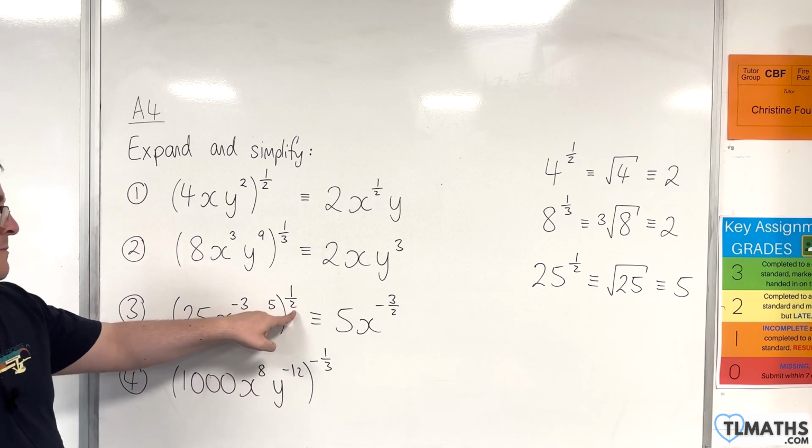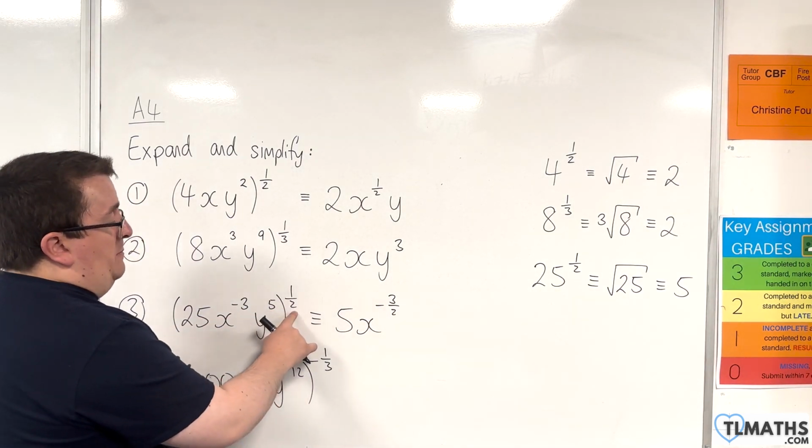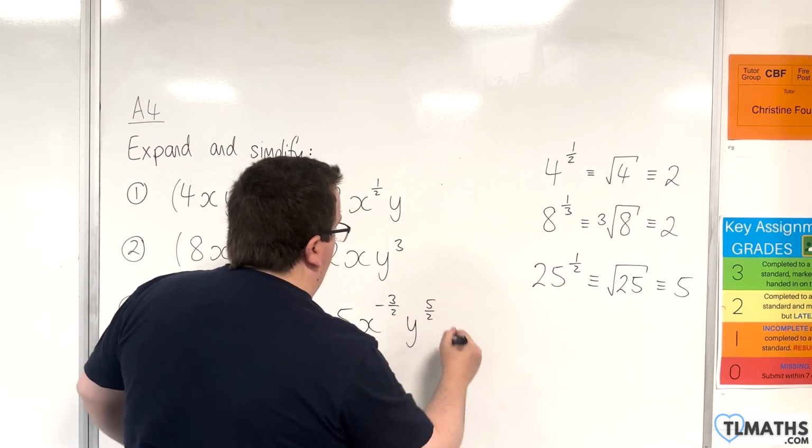So minus 3 times 1/2. Then we have y to the power of 5 to the 1/2. So 5 times 1/2 is 5/2. So y to the 5/2.